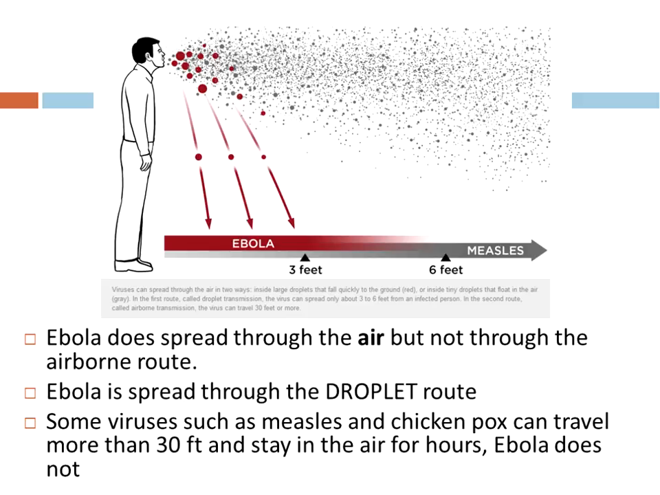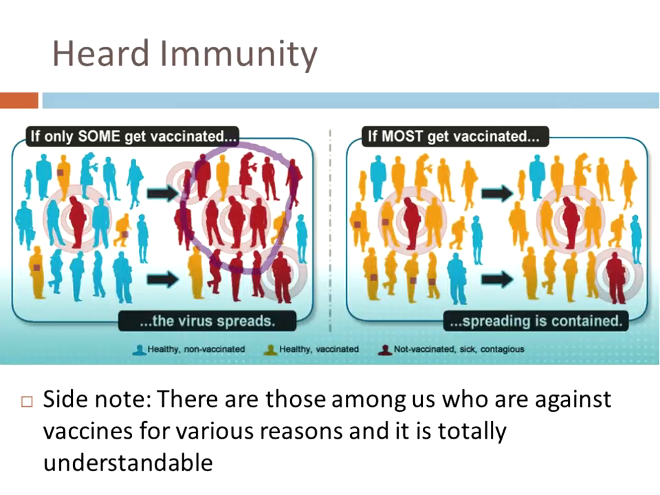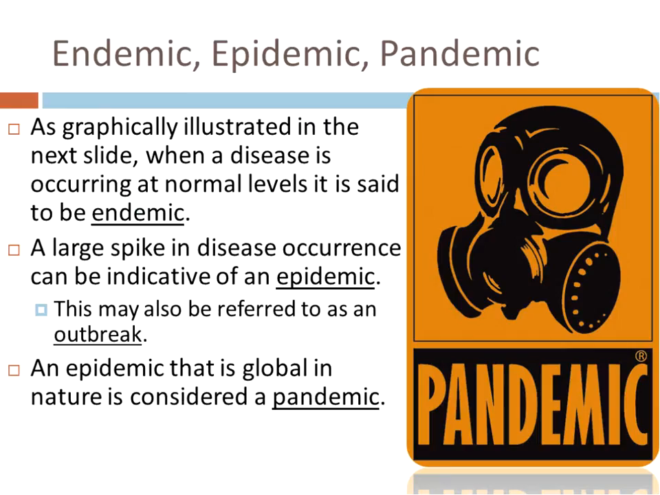We also talked about the importance of the different ways in which diseases are characterized: infectivity, pathogenicity, and virulence, how many people die from a disease versus how many people contract the disease versus how many people are infected and develop symptoms. We went through a little bit of herd immunity, endemic versus epidemic versus pandemic.